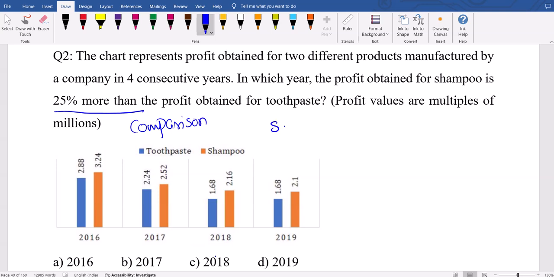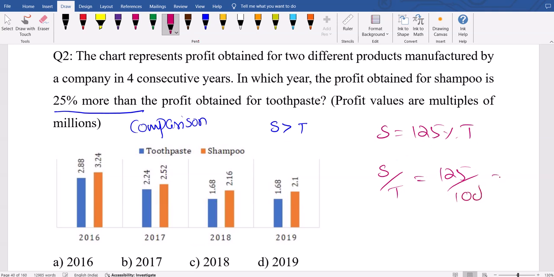First of all, shampoo greater than toothpaste. Every year, shampoo is greater than toothpaste only, but percentage should be 25%. See, 25% more than means shampoo should be 125% of toothpaste. Means shampoo divided by toothpaste is 125 divided by 100, 5 by 4. So guys, I need 5 by 4 relationship. Approximately they given 25% more than, so it should be 5 by 4 relationship.